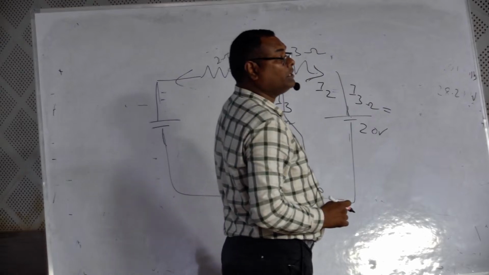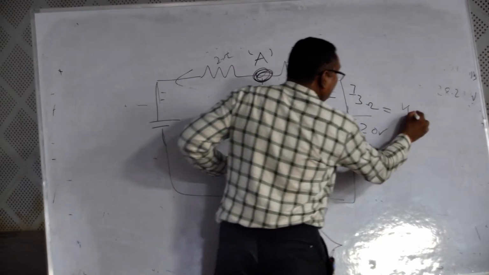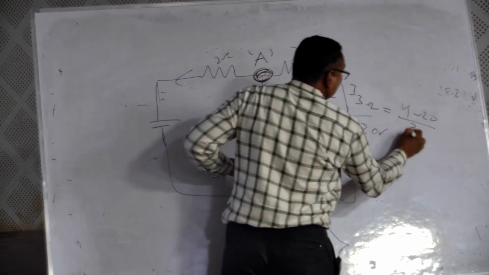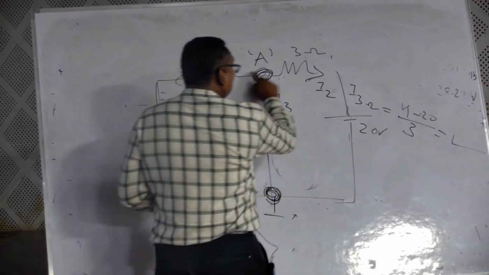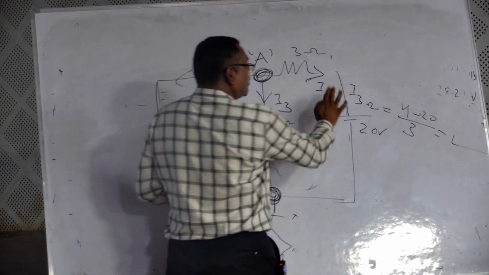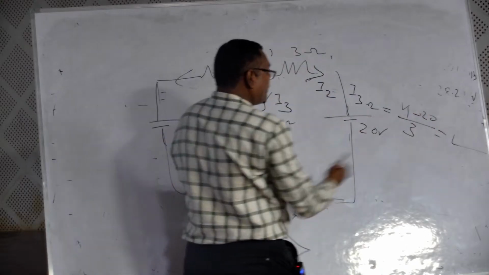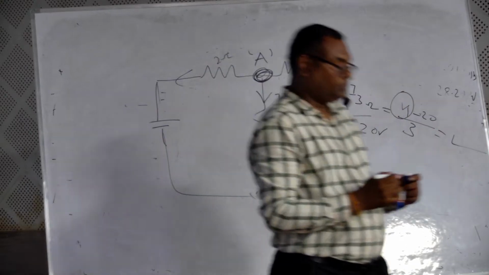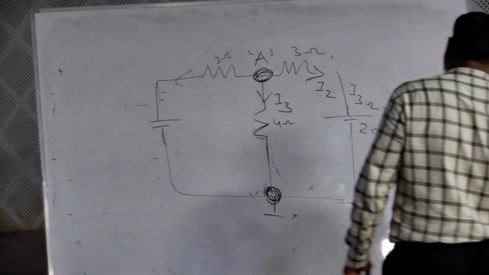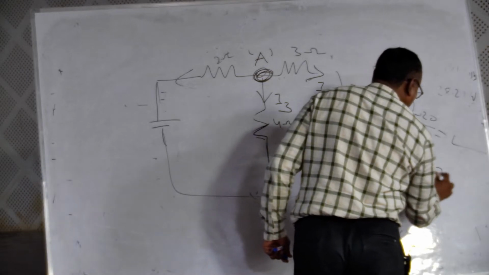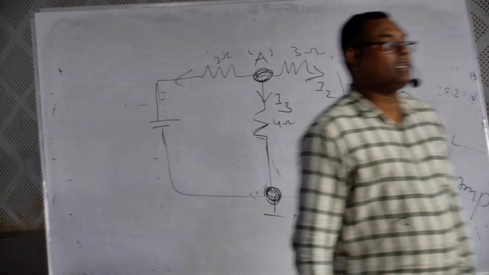I3 ohms is equal to, for this branch, (V1 minus 20) by 3. Once again, the current through this one, I2, is equal to I3 ohms, which is (V1 minus 20) by 3. You know V1, so get the answer. The answer is minus 3.08 amperes, same as mesh analysis.